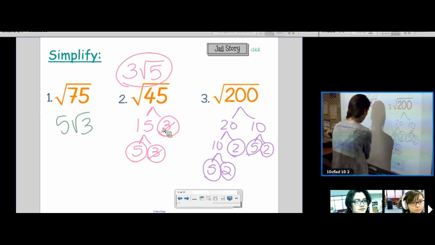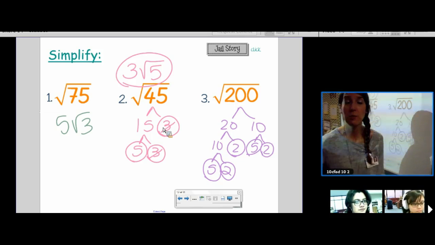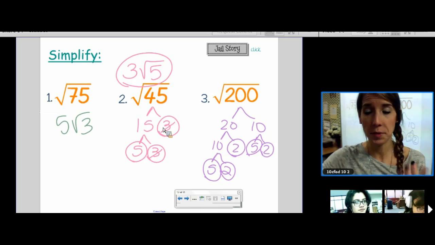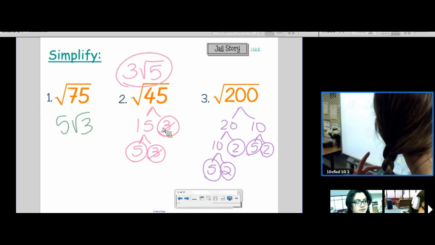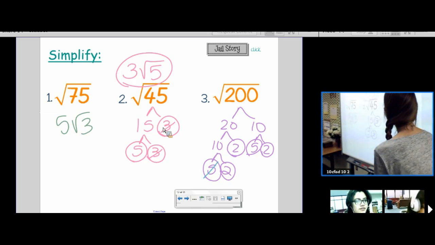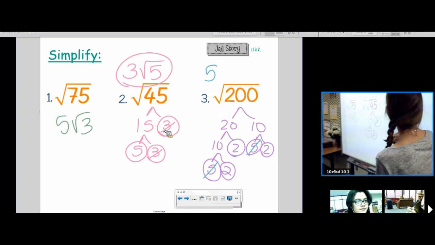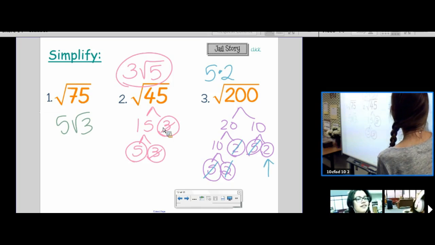I wanted to talk about what happens when multiple numbers escape jail. So I found a pair. I'm going to write it down. And then there was one that was stuck.